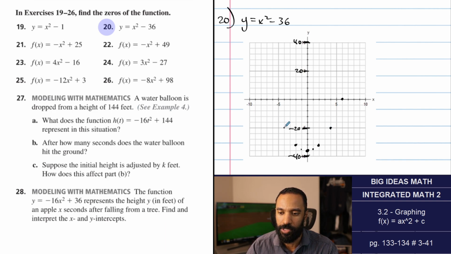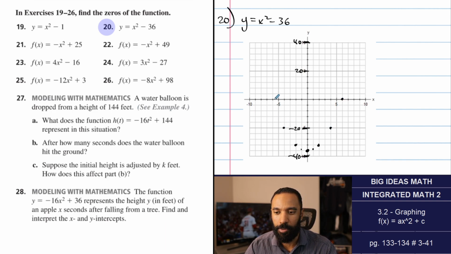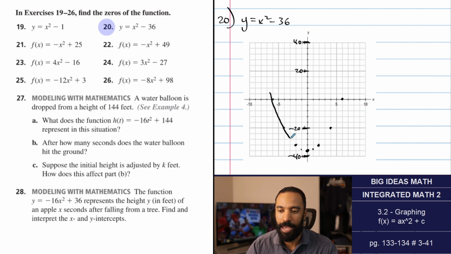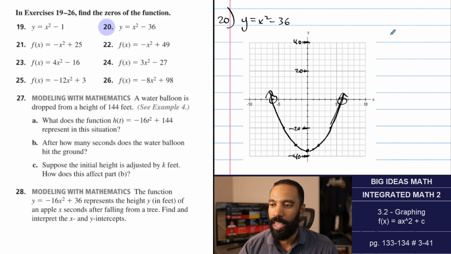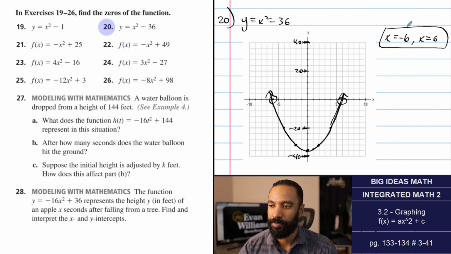And of course, we could have used the factoring and zero product property and stuff like that to get these, because this would have factored to x plus 6 times x minus 6. And if those equal 0, then x either equals 6 or negative 6. And that's our goal: to find out what x values give us a y value of 0. Because of these two here, x equals negative 6, x equals positive 6.